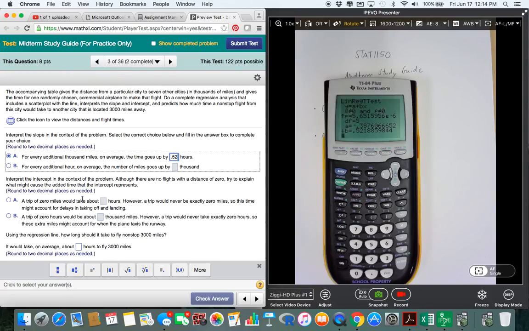Okay, we have to read a little bit here. A trip of 0 miles would take about, we know that the answer is going to be negative 0.39. However, a trip would never be exactly 0 miles, so this time might account for delays in taking off and landing. See which is more reasonable. A trip of 0 hours, where again the answer is the same here. However, a trip would never take exactly 0 hours, so these extra miles might account for when the plane taxis the runway. So guys, I am going to go with B. So again, it's negative 0.39.